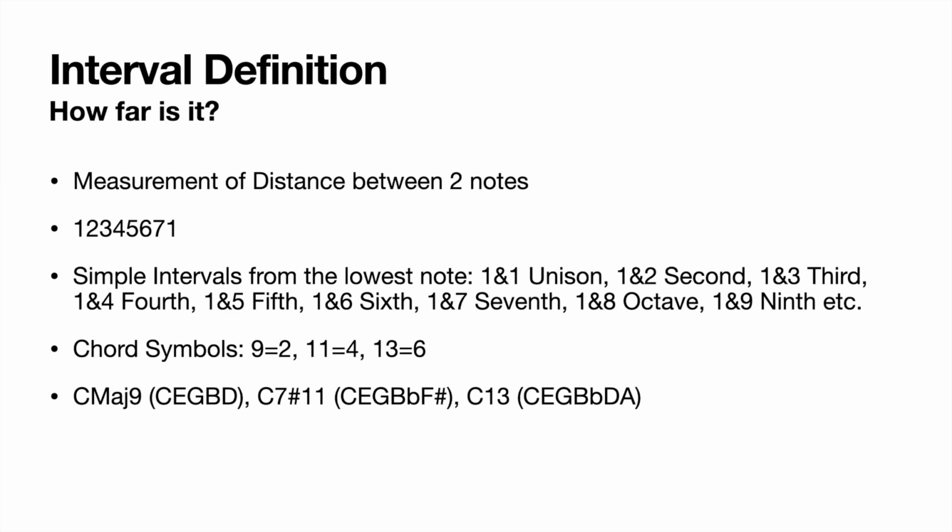Between 1 and 3, if the bottom note is 1 and you go up to 3, that's a third. If I go up from the bottom 1, 1, 2, 3, 4, that's a fourth. 1 and 5 is the fifth. 1 and 6 is the sixth. 1 and 7 is a seventh. 1 and 8 is an octave. 1 and 9 is a ninth. All right. So this could go on forever. And I guess if you really wanted to be esoteric and describe things, yeah, you could, but nobody does. As a general rule, we don't go above 13.